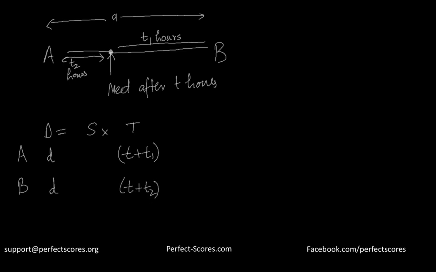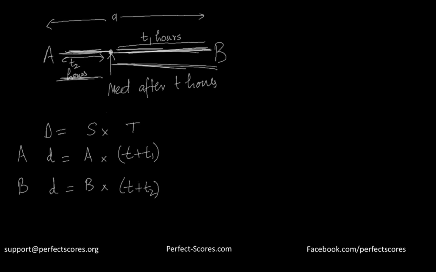So this is the time taken for body A to complete the distance d, and this is the time taken for body B to complete distance d, because body A first takes t hours to complete this distance, and then t1 hours to complete this distance. So the whole distance is d. For body B, it takes t hours to complete this distance and t2 hours to complete this distance. Let's say that the speed of body A is A and speed of body B is B. So distance is equal to speed into time, and distance is equal to speed into time. So we have these two expressions, right?